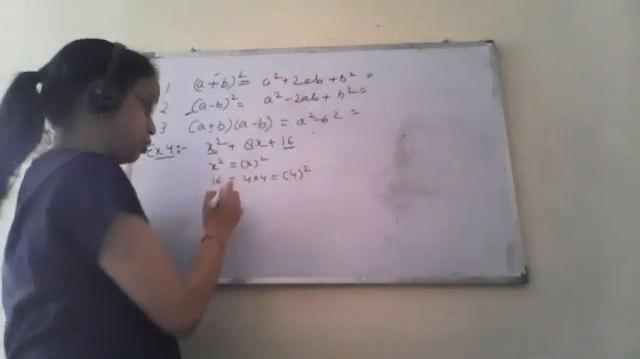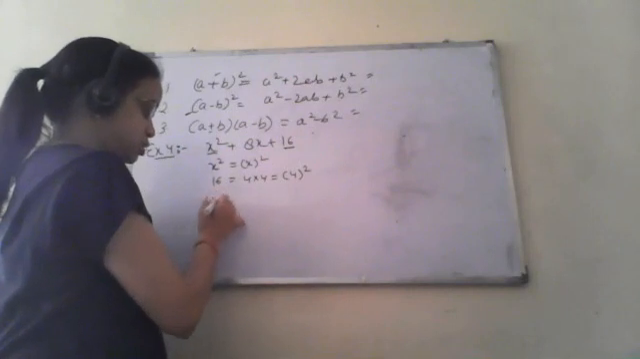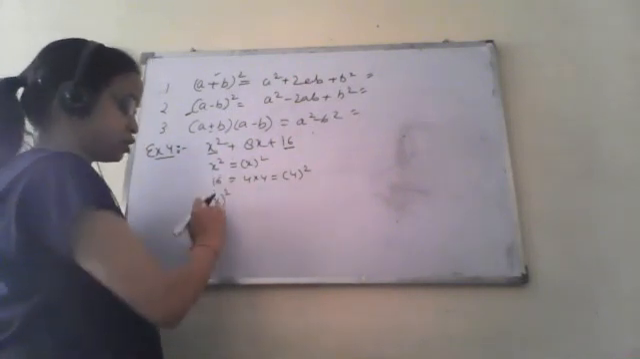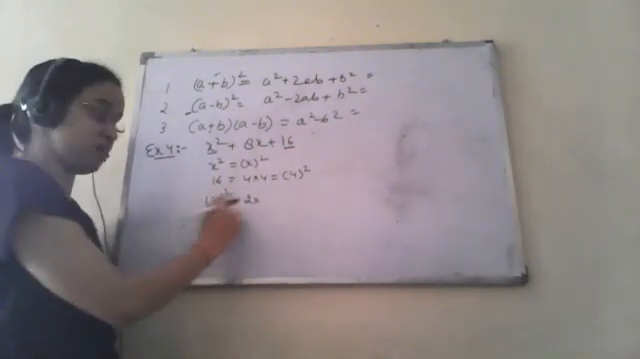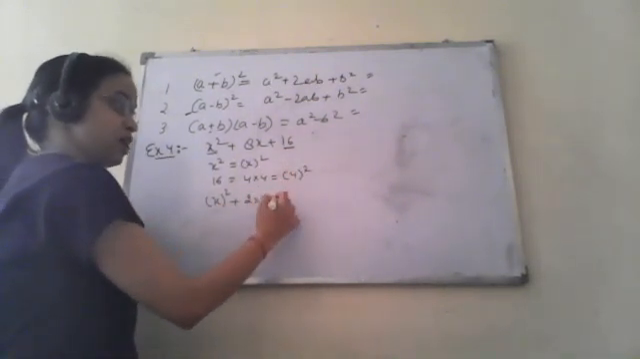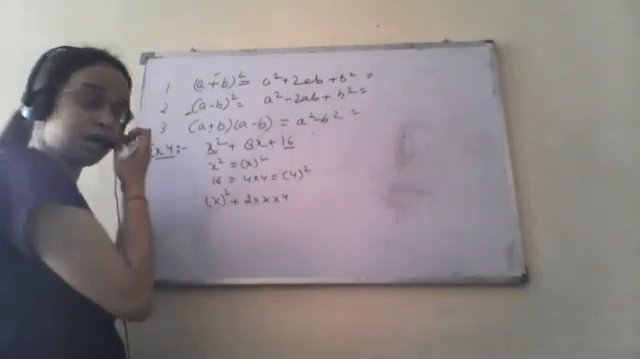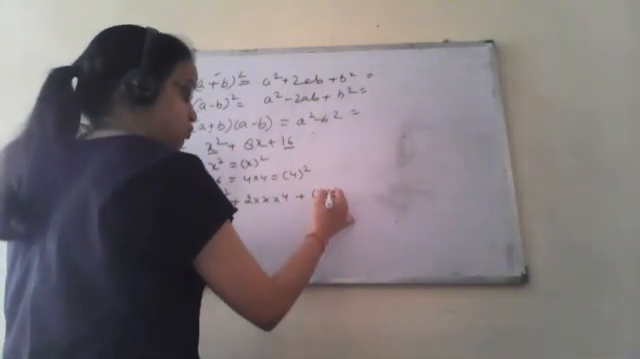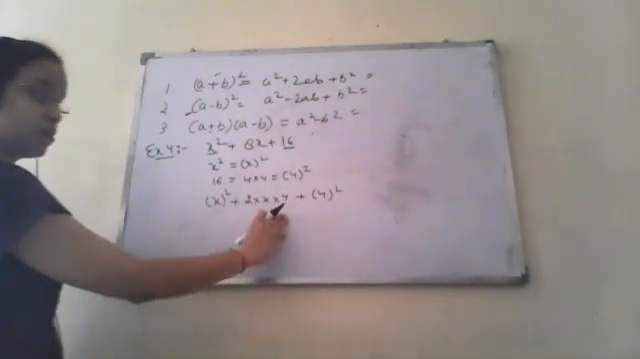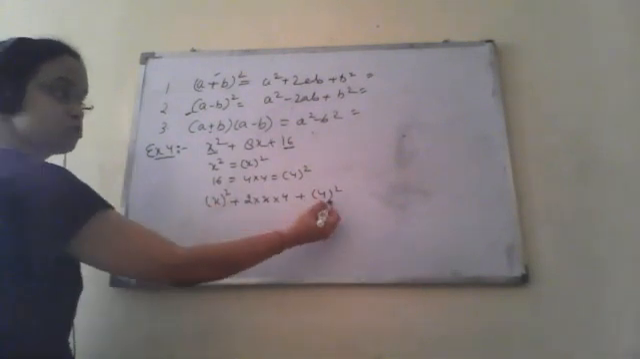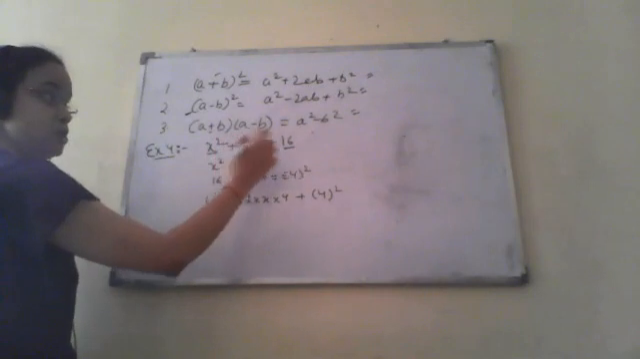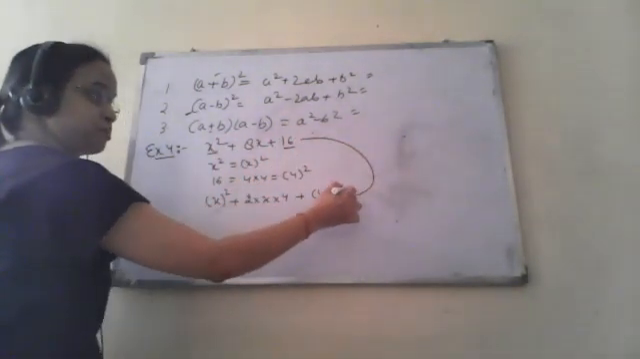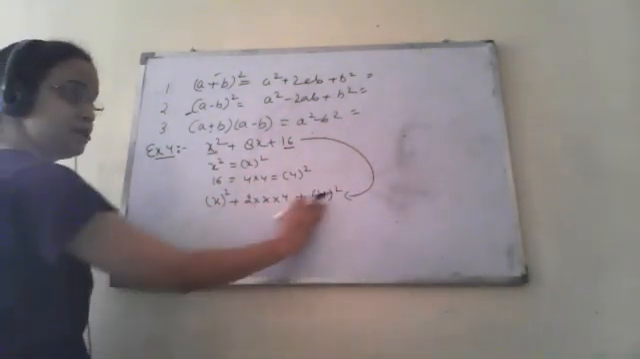So what was the formula? This was a square, that is x square, plus 2 into a, in place of a we have x, in place of b we have 4, plus b square, that is 4 square. So does it satisfy the equation? This was x square, this was 4 square, 16, and this was 2 into 4, 8, into x. So it was the same. So this expression we have to rewrite in this form.